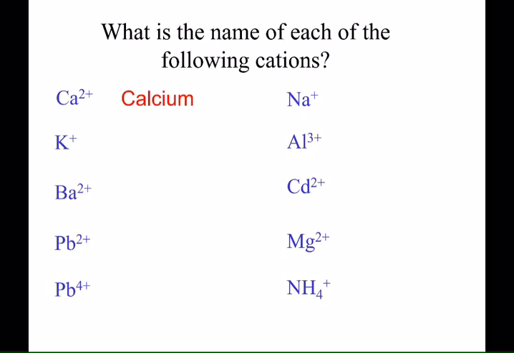Potassium, 1A metal. Do you use Roman numerals? No. Barium, find it on the periodic table. Do you use Roman numerals? No, because it's a 2A metal.